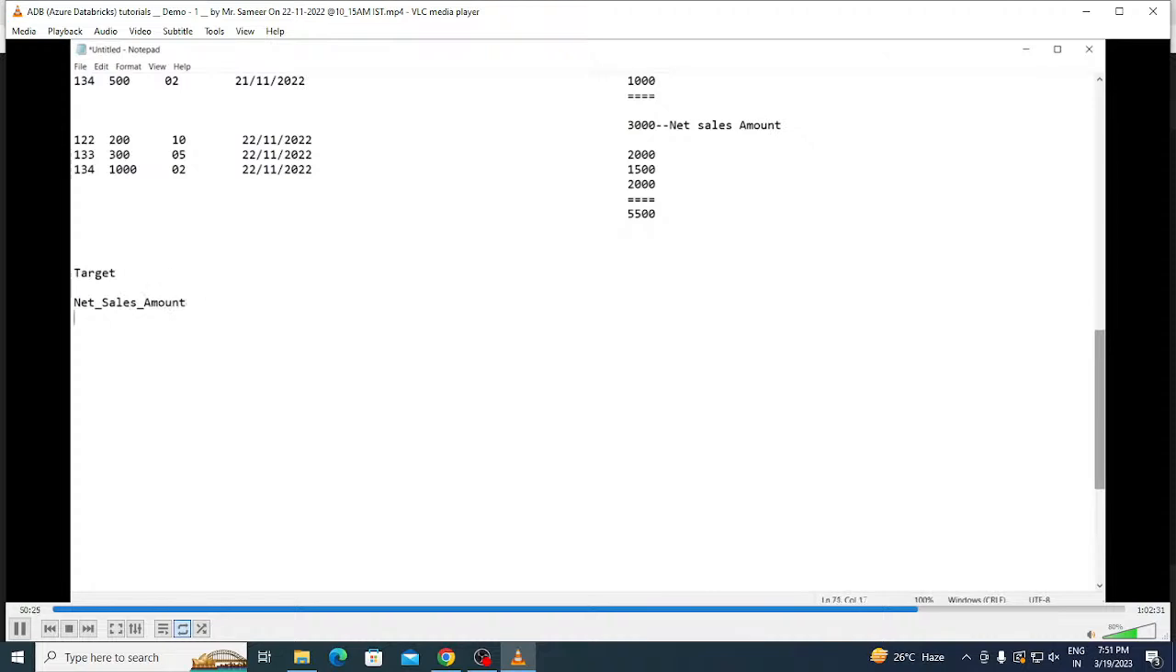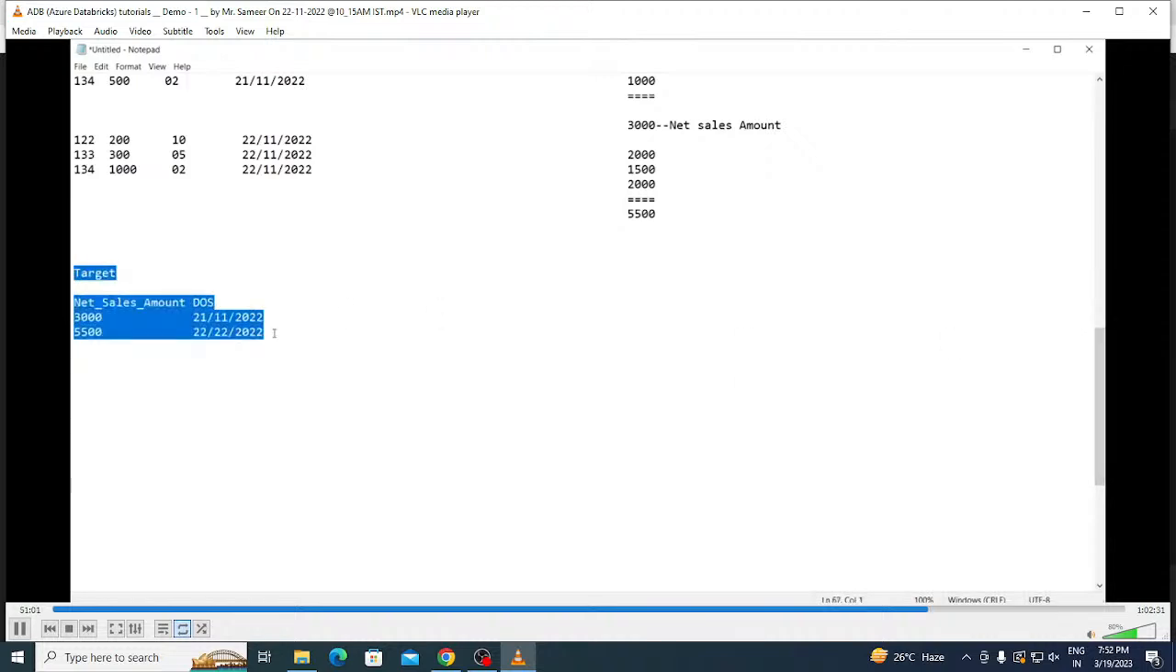Net sales amount is what, guys? Net sales amount is 3000. And now for which date is it? So I'm declaring one more column here. Yes, that is date of sales. Date of sales, I'm using it as 21/11/2022. And then we have 5500, and it is on 22/11/2022. Now, guys, this particular thing is nothing but called the output.